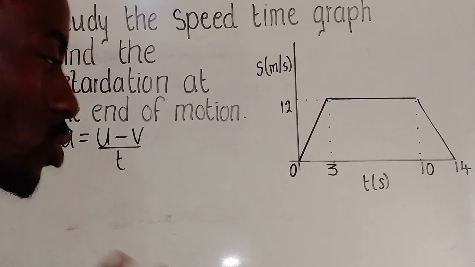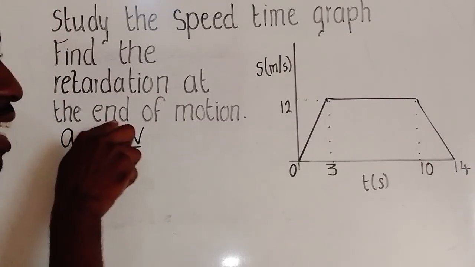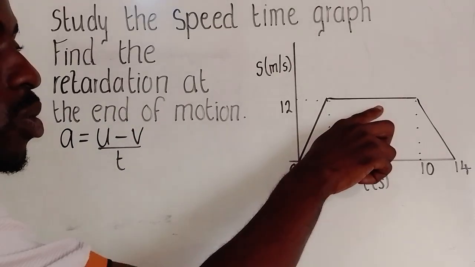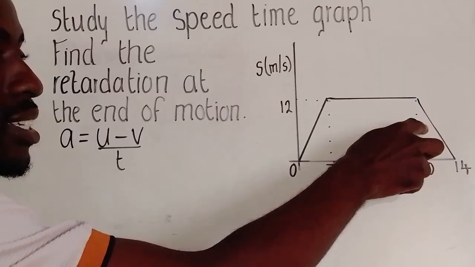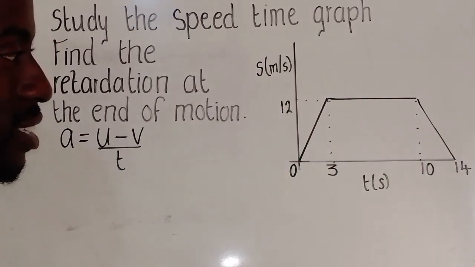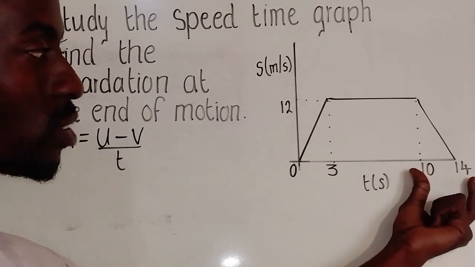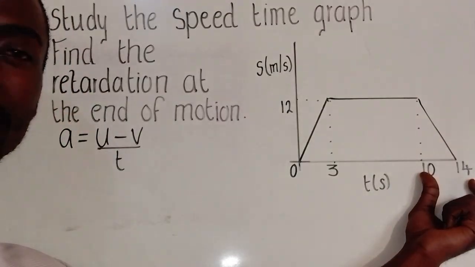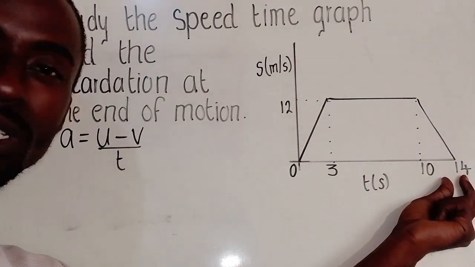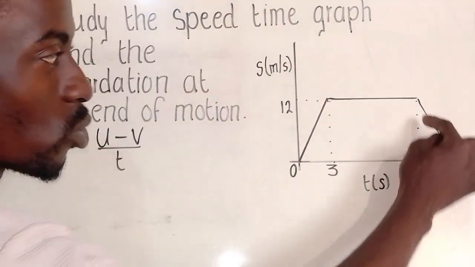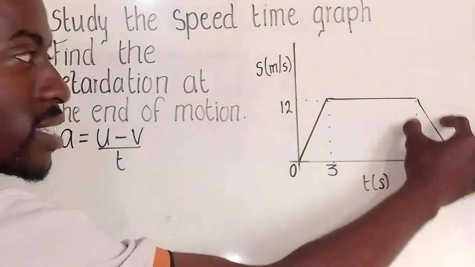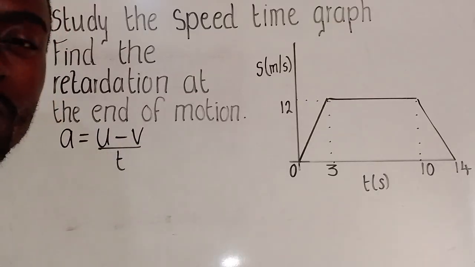So since they're saying at the end, this part was accelerating, this was constant, and now this was retardation, retarding. So what we do here is this. We're supposed to get only this part, because here it was increasing, here it was constant, but here it was slowing down. So we focus only on this part. That's why they're saying end, meaning this part, which describes that motion there.